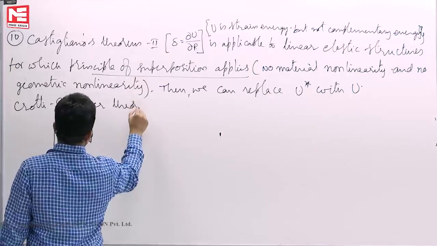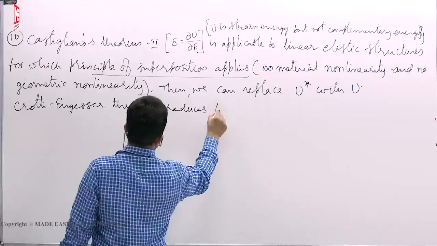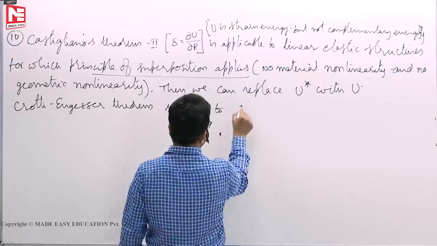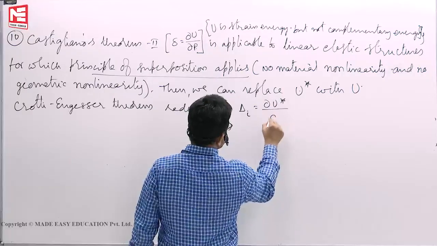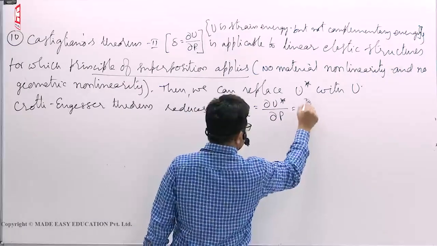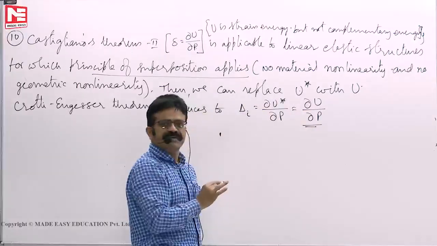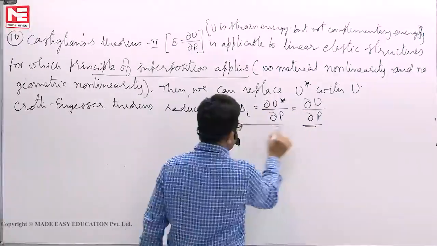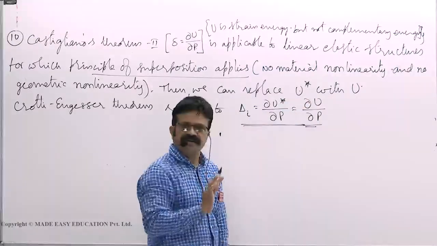Crotty-Engelser theorem reduces to delta I, whatever you take it. This is Crotty-Engelser theorem. It will become Castigliano's theorem, valid only for linear elastic structures. I can write like this. For non-linear elastic structures, U star and U are not the same.